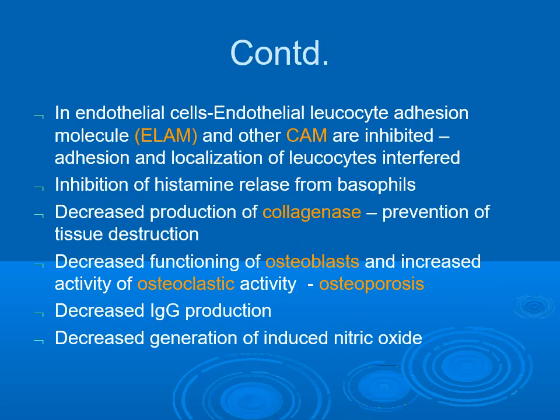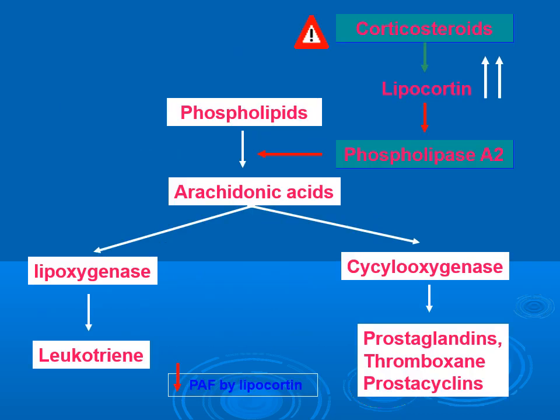Further, in endothelial cells, there is inhibition of endothelial leukocyte adhesion molecule as well as other cell adhesion molecules, and therefore adhesion and localization of leukocytes is interfered with. Inhibition of histamine release from basophils, decreased production of collagenase and therefore prevention of tissue destruction, decreased functioning of osteoblasts and increased activity of osteoclasts, and therefore it leads to osteoporosis, decreased IgG production and decreased generation of induced nitric oxide. In this slide, you can see the anti-inflammatory effects of glucocorticoids.